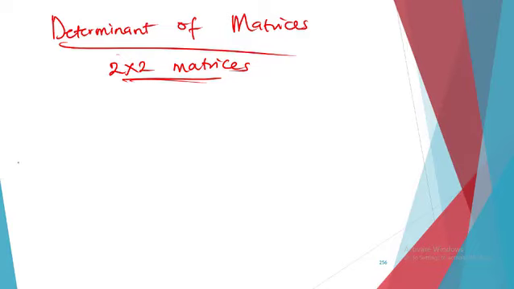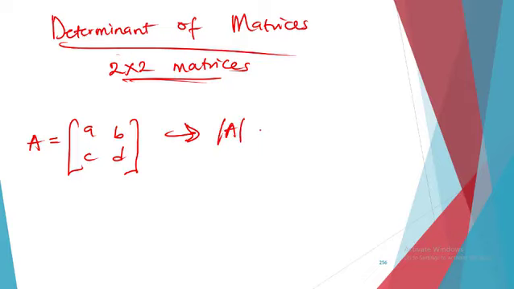So for 2 by 2 matrices, if we have A to be equal to, let's say, A, B, C, D, this is a 2 by 2 matrix. It has two rows and 2 columns. So the determinant of A, written like this, or you can write it as det A, any one you choose, it's correct, is just A times D minus B times C. So first of all, you need to write it like this: A, B, C, and D. That's the way it should be.